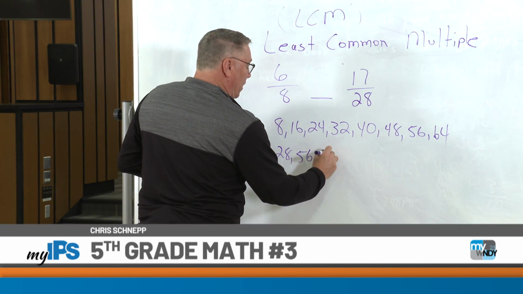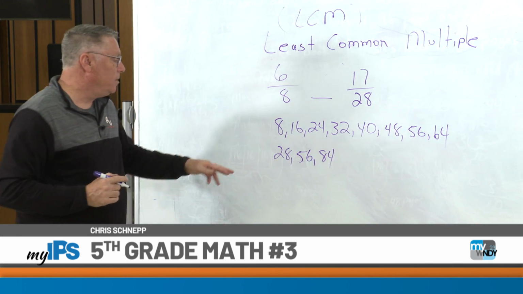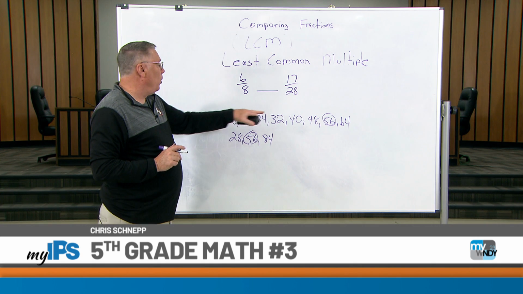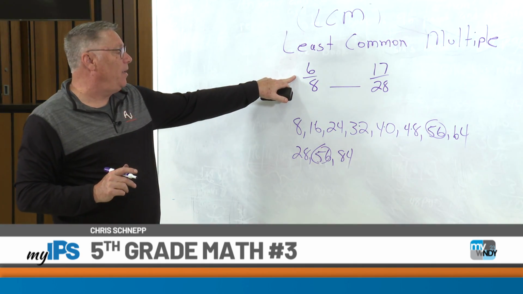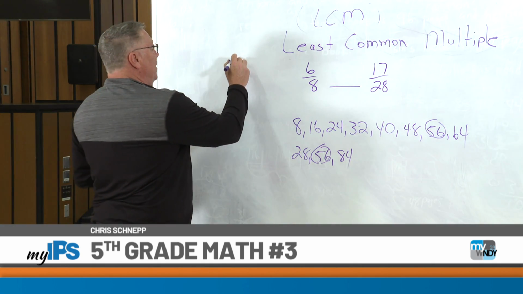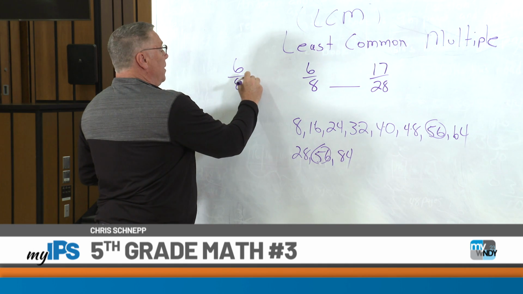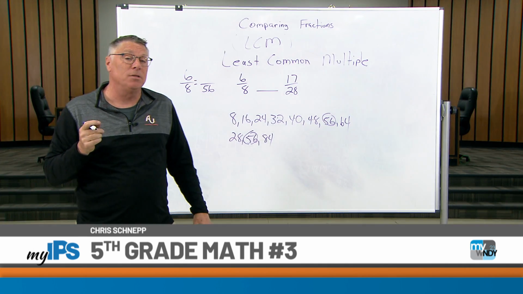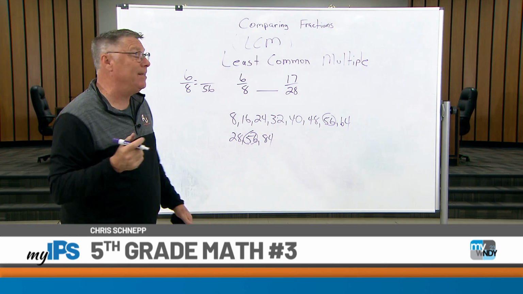28 times 3 is 84. Okay, we can stop there because I remember saying 56 here. So the least common multiple is 56. Now let's find an equivalent fraction to 6/8 that has 56 as the denominator, because remember, in order to compare two fractions, our denominator has to be the same.